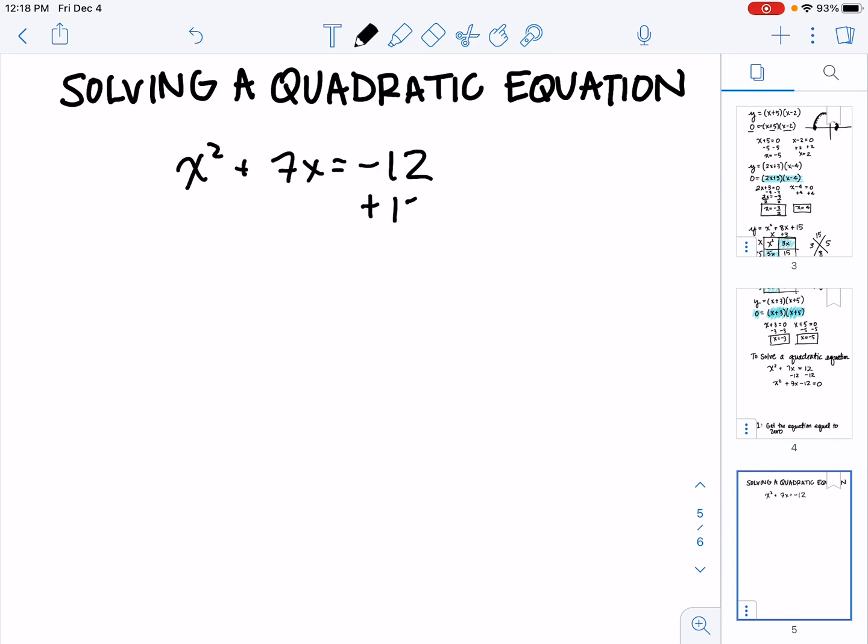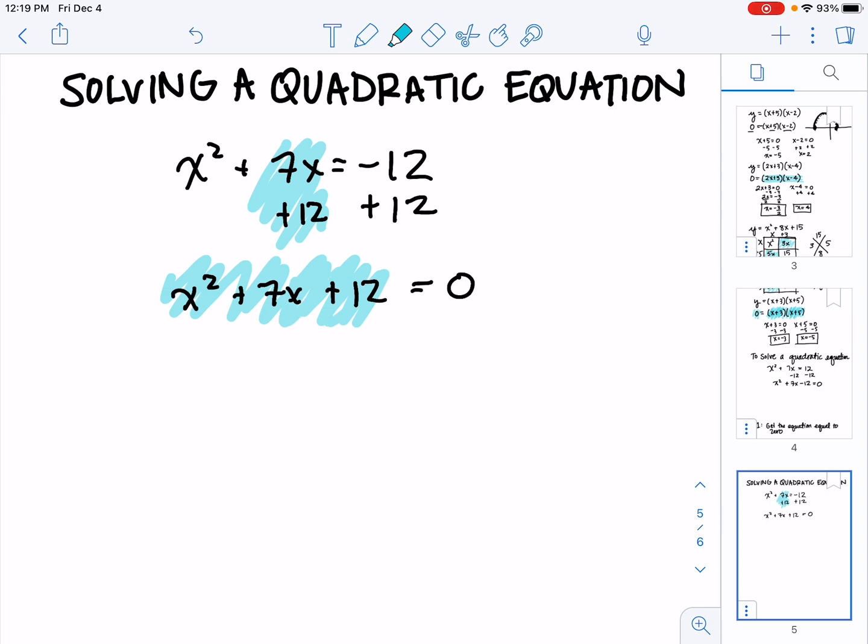So, what I'm going to do is add 12 to both sides. Now, I have x squared plus 7x plus 12 is equal to 0. Notice that these are not like terms, and so they cannot be combined. Once I have set my equation equal to 0, I see, oh look, I've got a quadratic equation here, and I think it might be factorable. So my next step is to factor it.